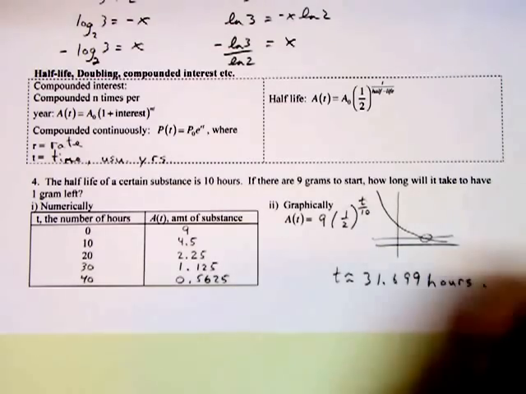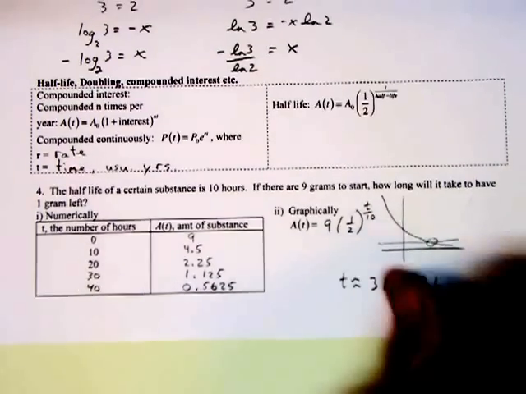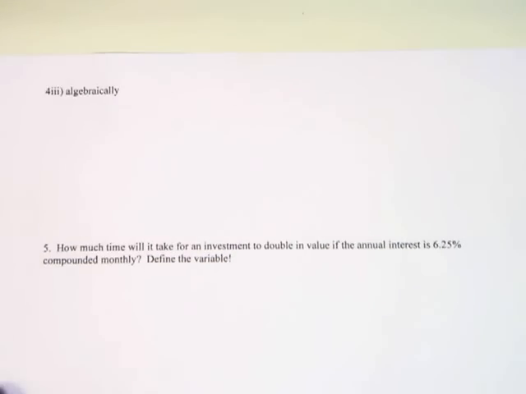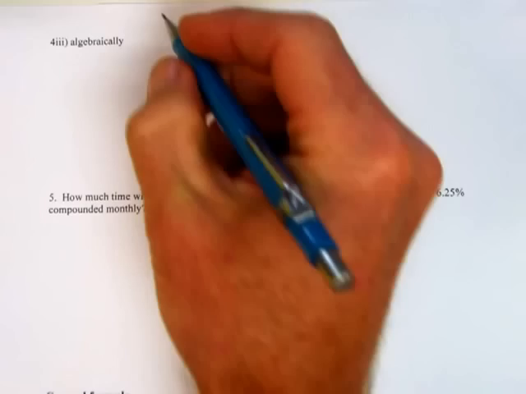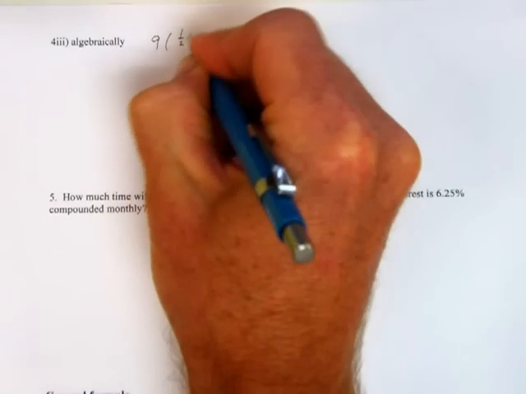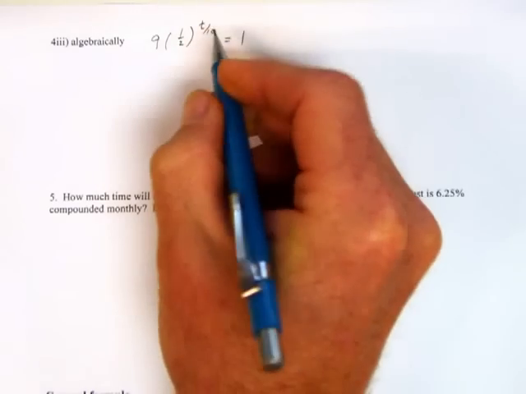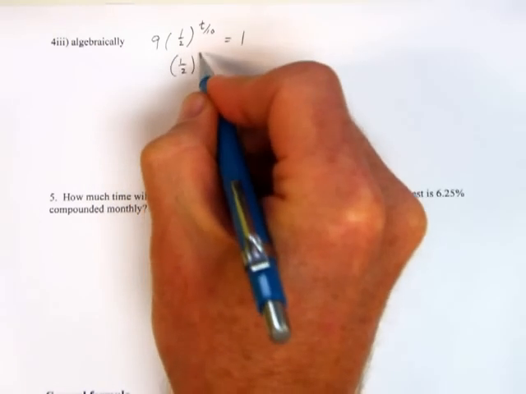So again, we have to look and make sure we know what our units are. Let's look at the next part. Now let's take this same problem and we'll solve it algebraically. We have 9 (1/2)^(t/10) equals 1. Divide both sides by the 9.